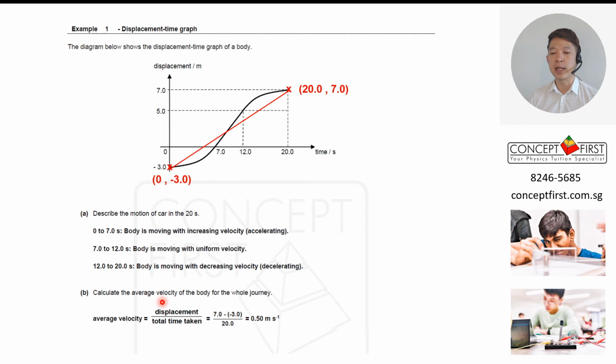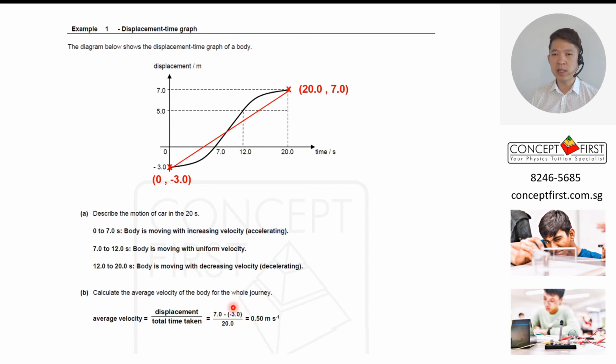Remember, we said that it is the gradient of the line that joins the 2 points. So for the whole journey, start at 0 seconds, end at 20 seconds. Now the coordinates as shown, 27 and so on. So the gradient, if you do y1 minus y2 over x1 minus x2, or more correctly in this case, displacement 1 minus displacement 2 over time 1 minus time 2. We have this right here. Okay, so this is the answer.